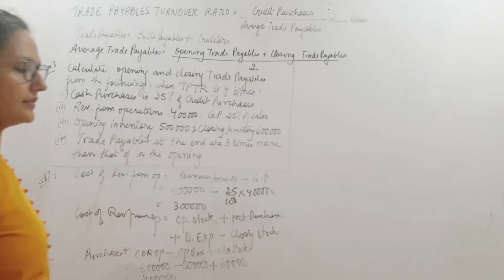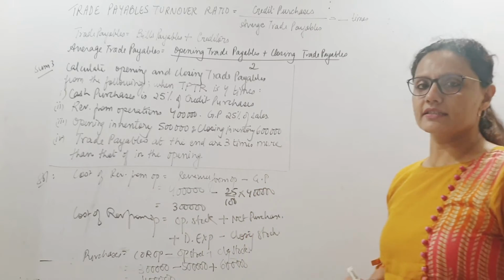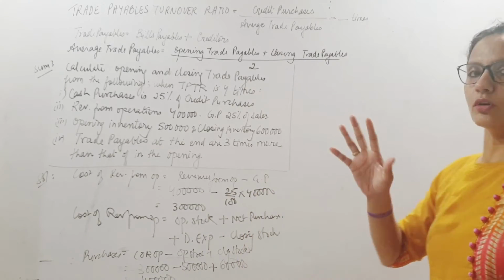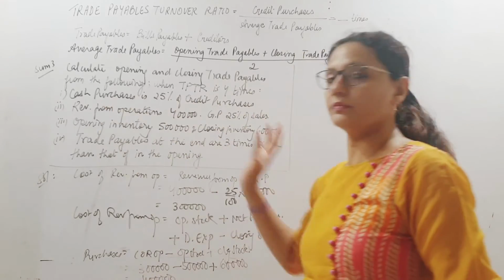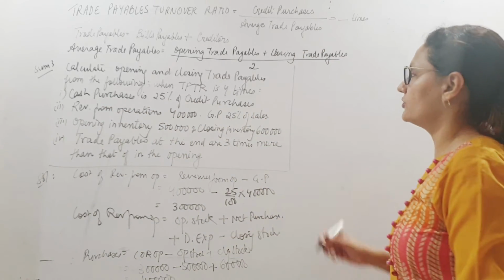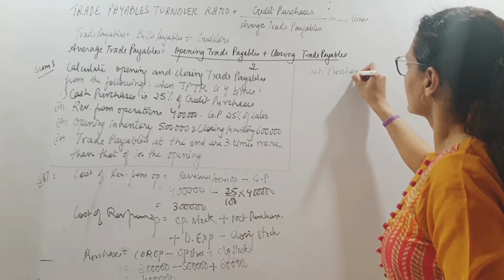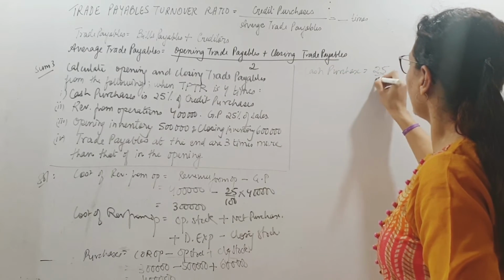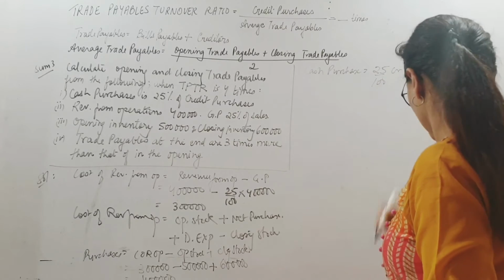So my net purchases, total purchases, I have got as 4 lakhs. But for the ratio I don't want total purchases only. I want cash and credit. Of course there is some relationship given here. Cash purchases is equal to 25% of credit purchase.